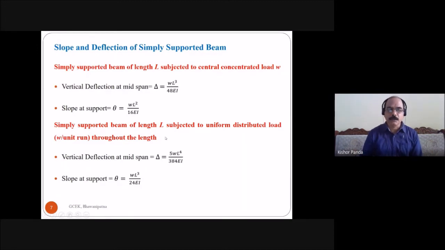You have already derived these deflections and slopes of various beams with various loadings in strength of materials. So you have to remember this.